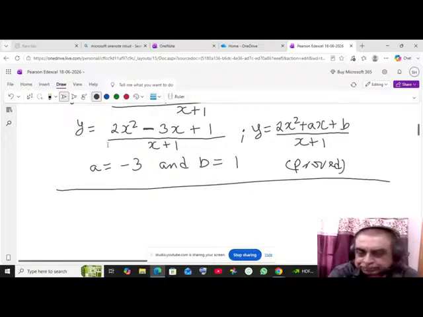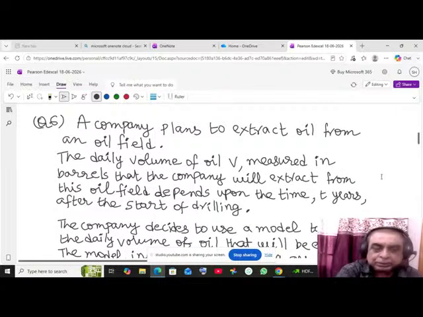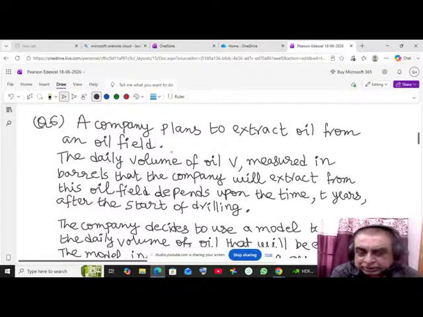We have showed it. Now we are moving to the next question, number 6. So the question reads like this: a company plans to extract oil from an oil field. There's a company which is planning to take out oil from some oil field. The daily volume of the oil V.